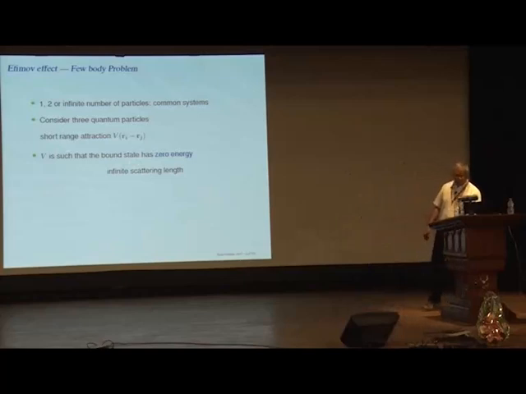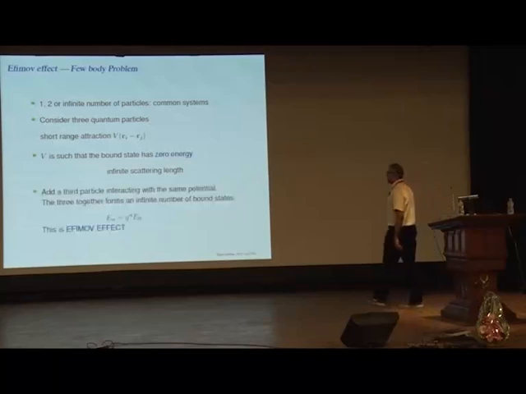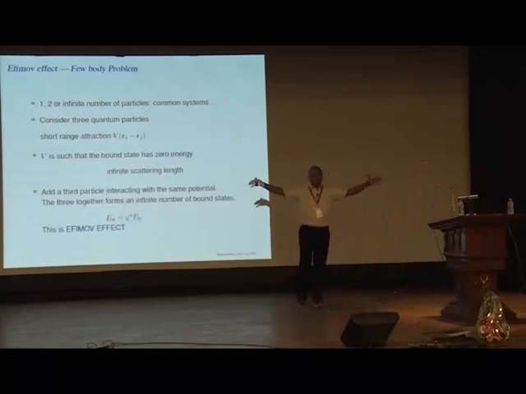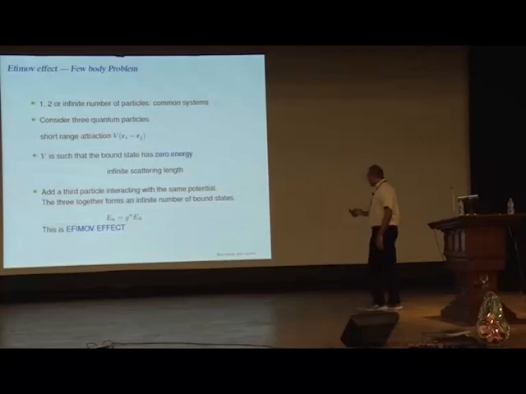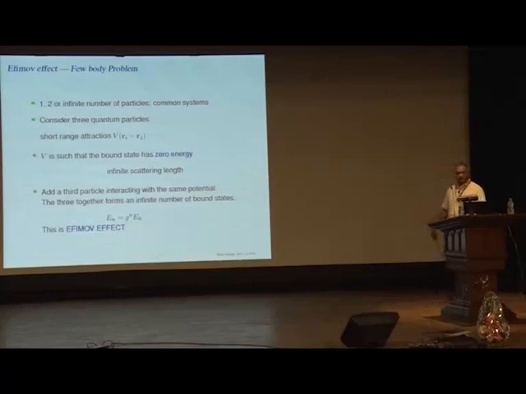I do not know how many like scattering here. I hated scattering during my quantum mechanics course, but that's all right. But this infinite scattering length is important. A bound state at 0 energy means the width of the wave function is infinity. And now you put a third particle with the same potential. Because of the 0 energy bound state, if you take any 2, the bound state energy will be 0. But these 3 together will give you an infinite number of bound states which are connected by this simple geometric series. And G is called the Efimov constant, and this is called the Efimov effect.